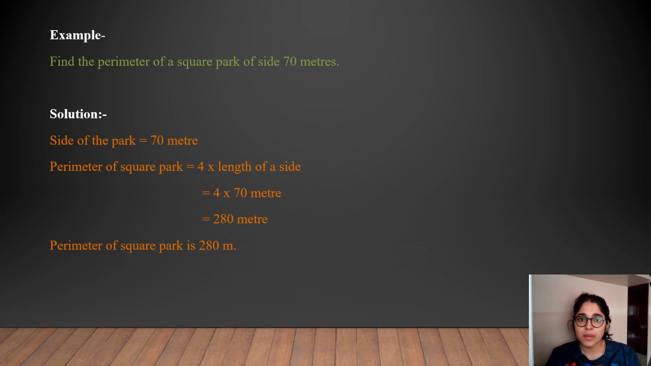Now let's take an example. If we have to find the perimeter of a square park of side 70 meters. So there is a square park which has a side of 70 meters. So we have to take 4 times 70, which is the length of a side. And we solve it further and we get the answer as 280 meters.